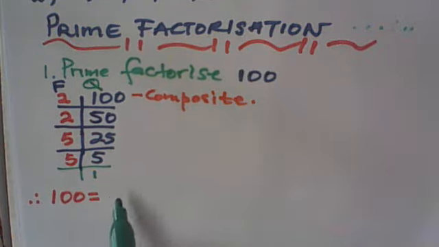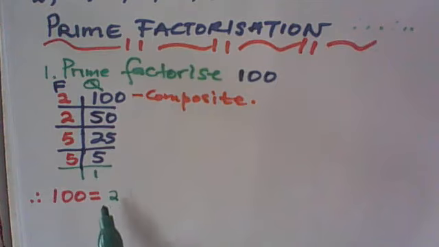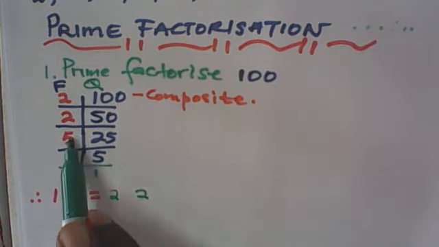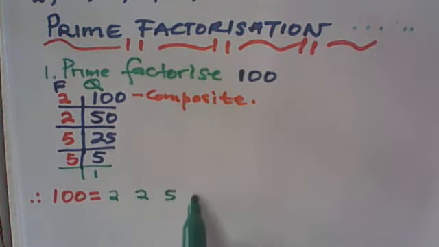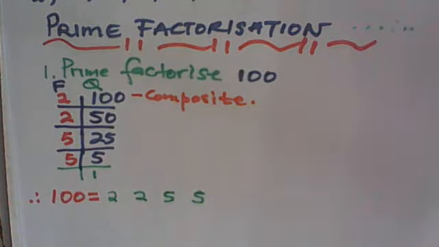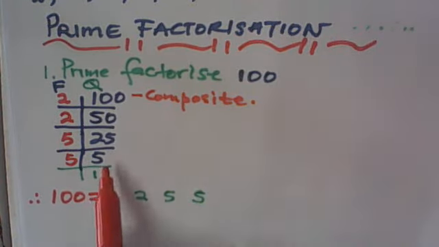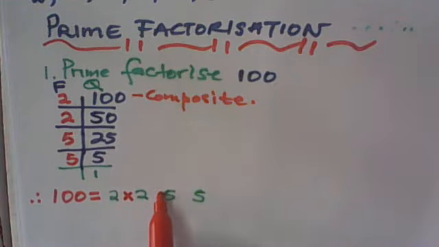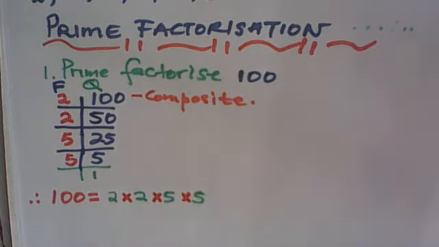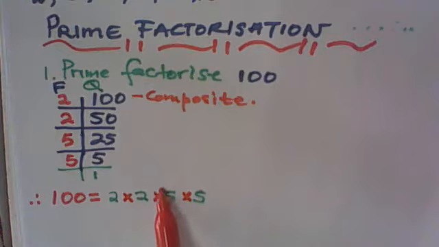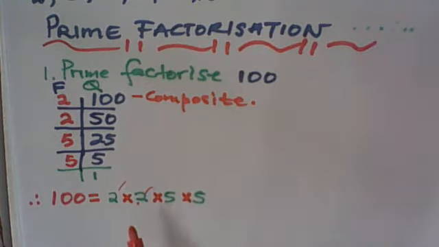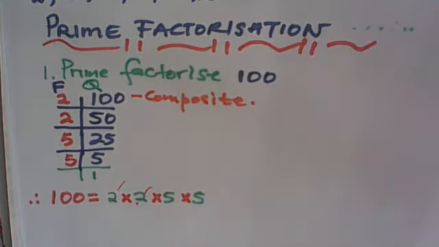Then this is it. It's 2, the first one. Then the second one, 5, and then 5. It's 2 by 5 by 5. Let's check it. 2 by 5 is 10. 2 by 5 is 10. 10 times 10 is 100. Another way round, 25 by 4 is, that's 100.